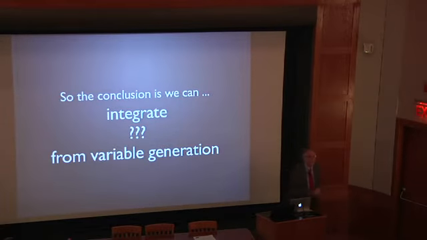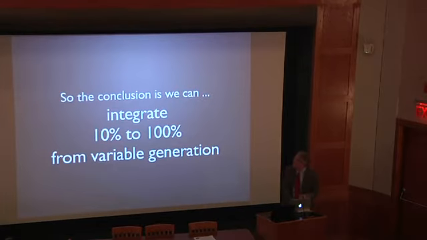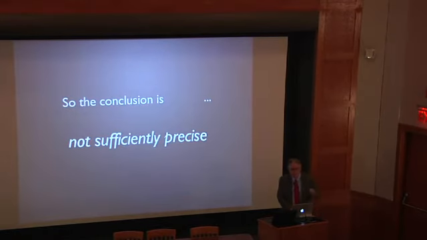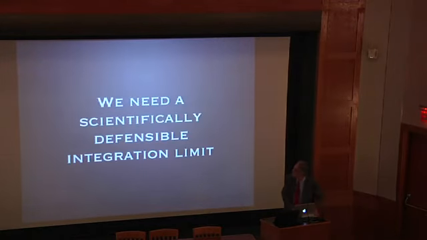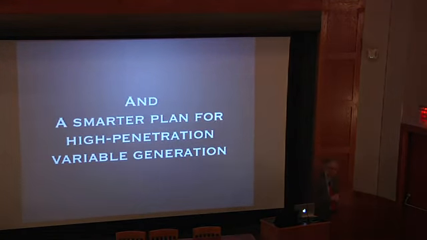Okay, so what can we conclude from all this? We can integrate some amount from variable generation, and that amount is somewhere between 10 and 100%. So I didn't find in all these resources and travels and web searches and articles what I thought we needed. I believe that between 10 and 100% is not sufficiently precise. It may be accurate, but it's not precise. Okay, so we need a scientifically defensible integration limit, and while we're at it, we'd like to make sure we understand how to do high penetration variable generation, because we don't really know how to do it.